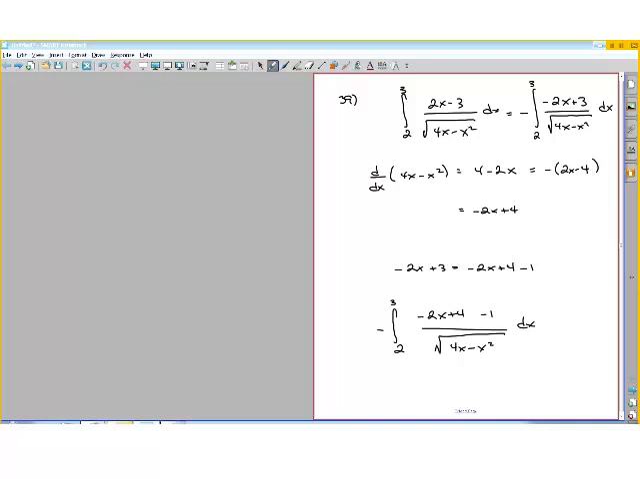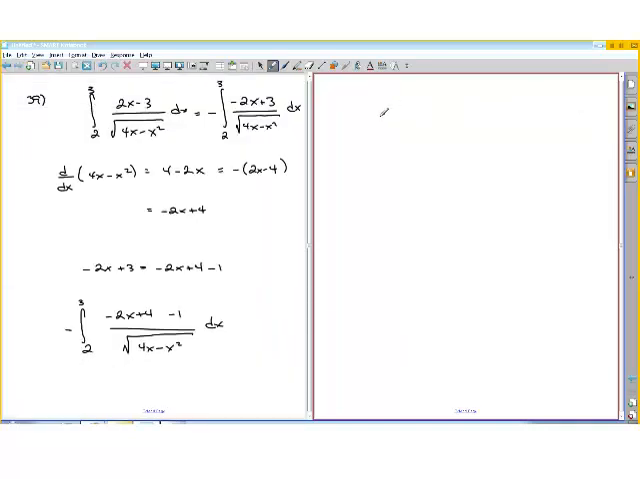So then we can create two fractions. We get negative the integral from 2 to 3 of negative 2x plus 4 divided by the square root of 4x minus x squared dx. And then we have negative the integral from 2 to 3 of negative 1 divided by the square root of 4x minus x squared times dx. So this is the part that we're going to solve without using inverse trig functions. This is the part that we're going to solve using the inverse trig functions.